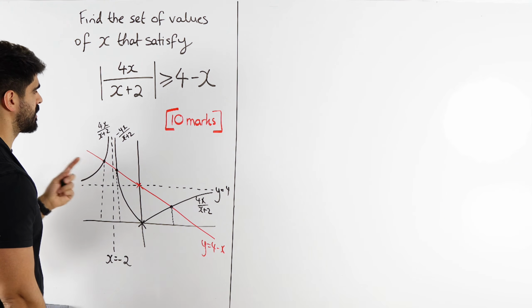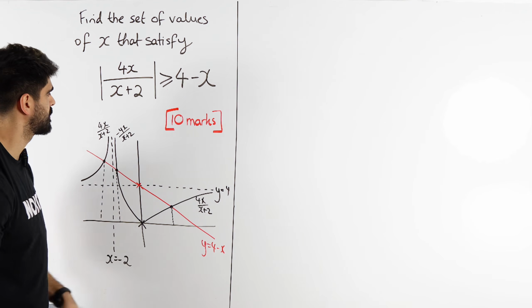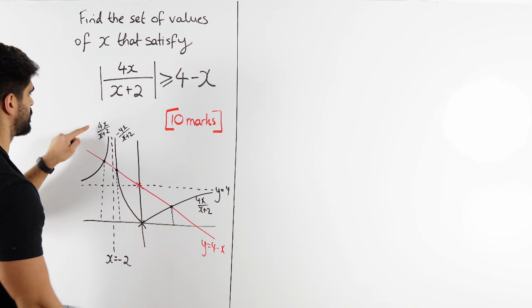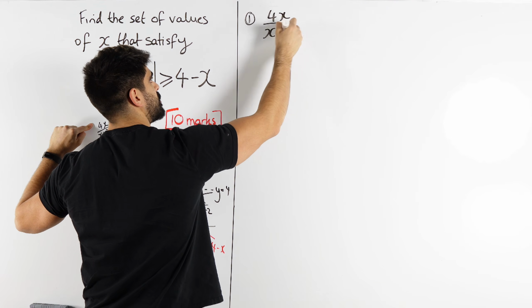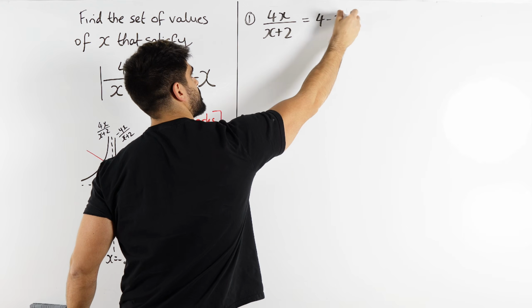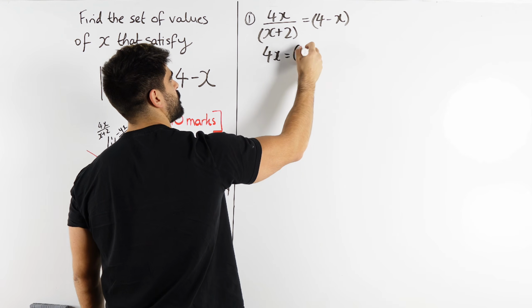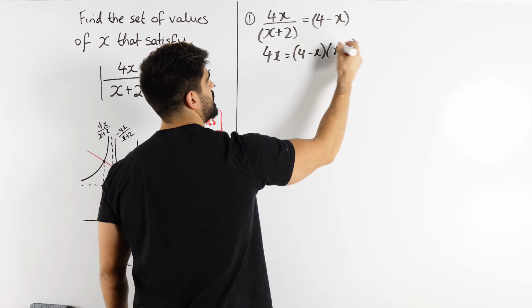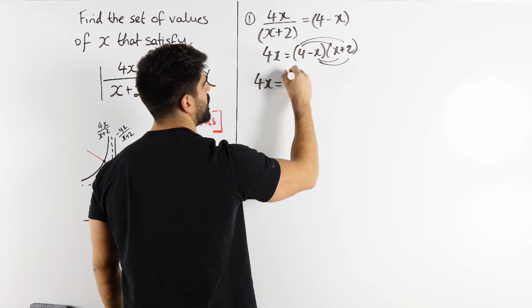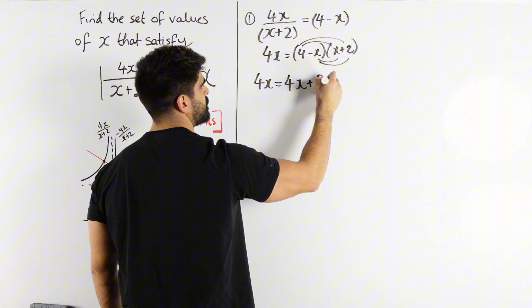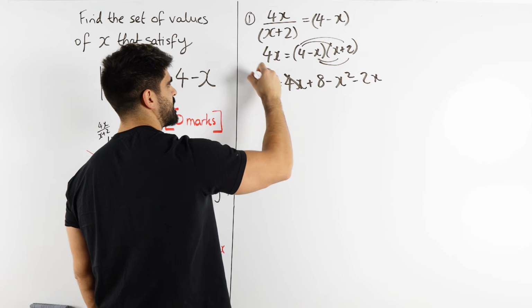And what we're going to have to do is solve both this and this with this. All right? So let's do the one that's going to generate 2 solutions first. So we're going to have the first one, which is 4x over x plus 2 is 4 minus x. We're going to multiply through by the denominator. So we get 4x is 4 minus x times x plus 2. Let's expand. So we have 4x is another 4x plus 8 minus x squared minus 2x. The 4x's cancel on both sides.